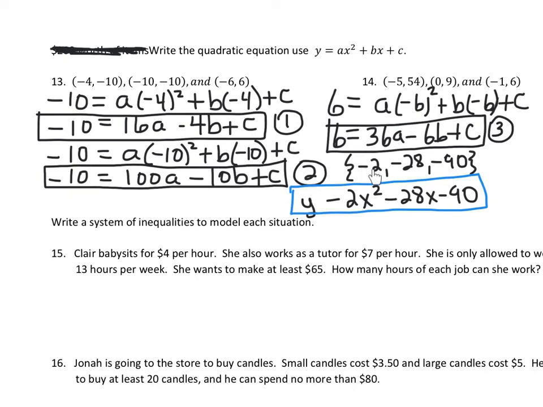Okay, so we've got this value for A, this value for B, and this value for C, and we just plug it in to our equation. So y equals negative 2x squared minus 28x minus 90, and that's going to be the equation for this set of points.